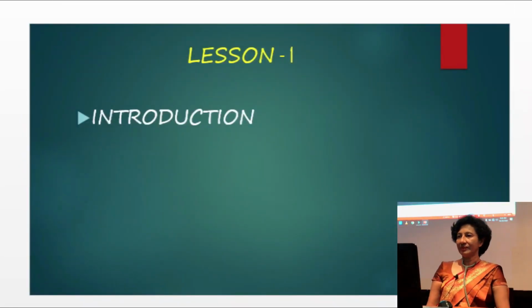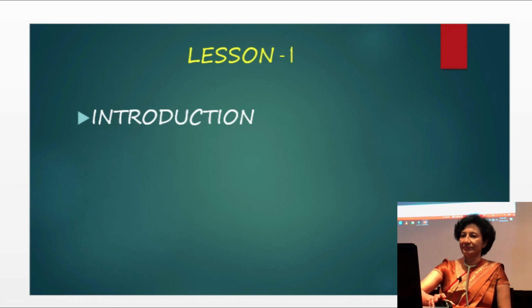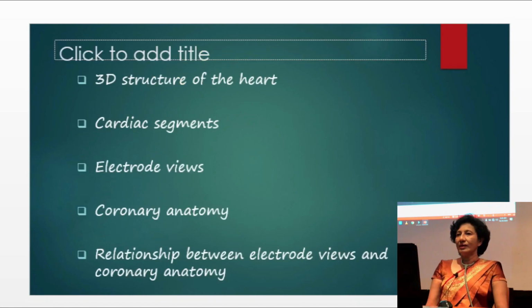Lesson 1. Introduction. To interpret ECGs, the interpreter should have a correct idea about the three-dimensional structure of the heart, cardiac segments, electrode views, and coronary anatomy. And the interpreter should have a correct idea about the relationship between electrode views and coronary anatomy.